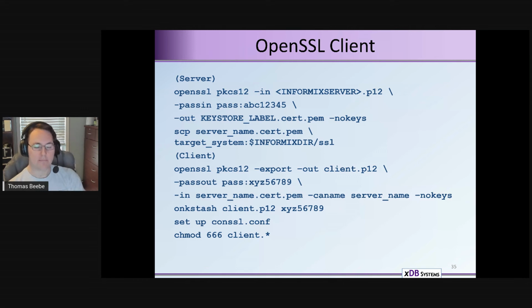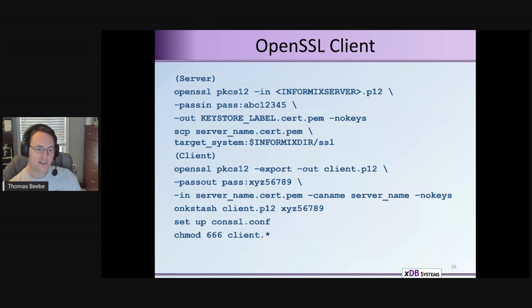We're then going to do the same process as we did when we imported the PEM files. For the server, we're going to import our server name certificate file. We're going to tell it the CA name. So this is the actual server name that we're connecting to. We're going to tell it no keys. So this tells it not to embed a separate password for this. And again, we have the export out for the client P12. So our end file is going to be client P12 and client.sth. We set up onconfig SSL the same way as we did before.